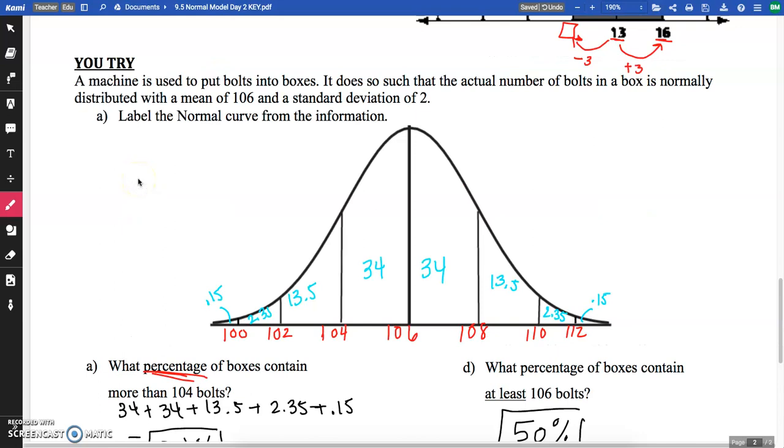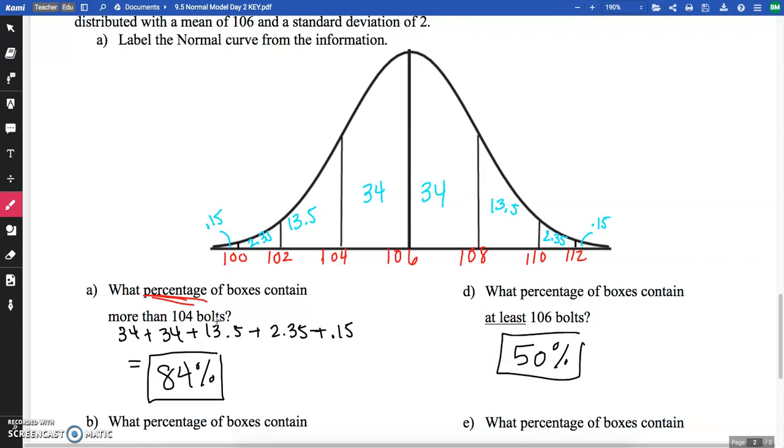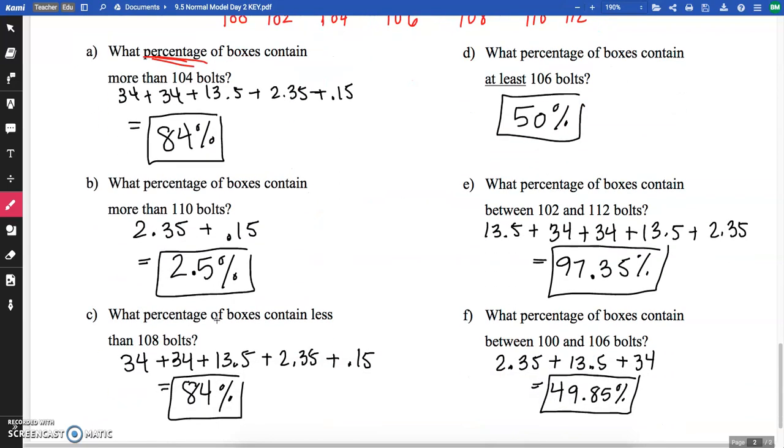All right, so taking a look at these answers here, first I'll just show you my normal curve. Again, the mean is in the middle, 106, adding standard deviations to the right, subtracting them to the left. Using that normal curve and the percentages I have in blue, here are my final answers. Feel free to pause again to look more closely at my work and see how I added up the values.